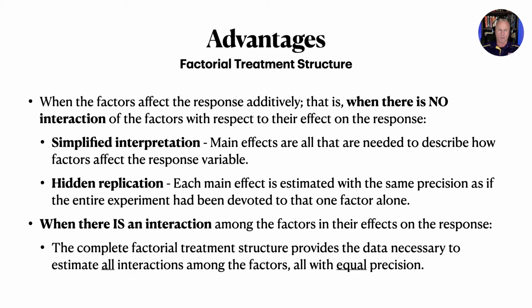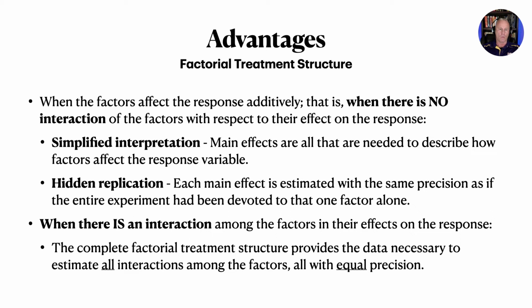And this is one of the big reasons why an experiment using a factorial treatment structure is much preferred over an experiment that uses a one factor at a time approach, because the one factor at a time approach does not have this characteristic. There is no hidden replication there. But with a factorial treatment structure, there is this hidden replication when the factors impact the response in an additive way.